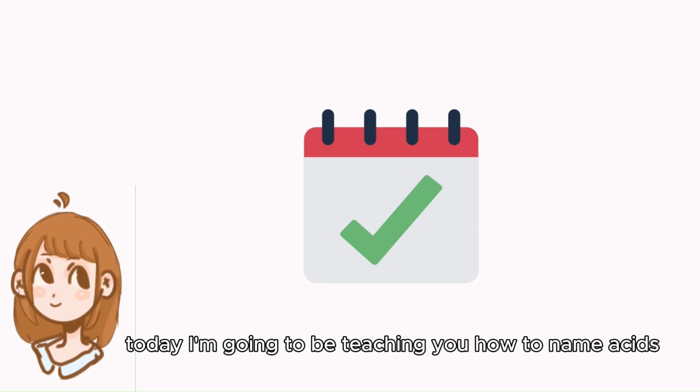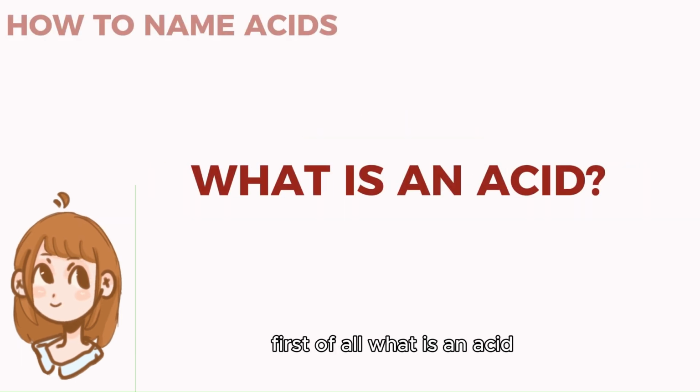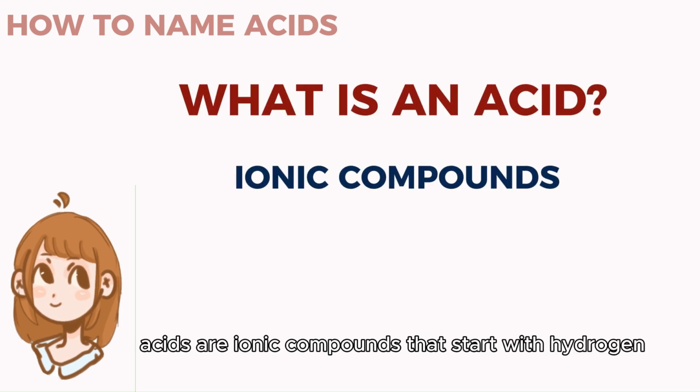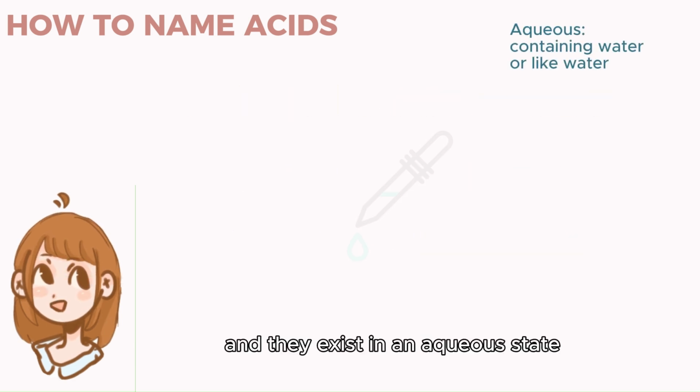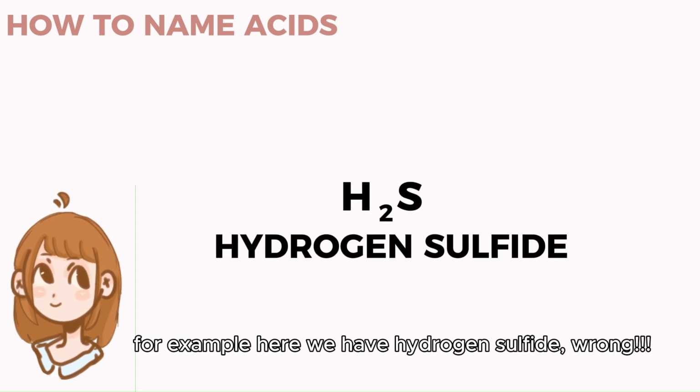Today I'm going to be teaching you how to name acids. First of all, what is an acid? Acids are ionic compounds that start with hydrogen, and they exist in an aqueous state. For example, here we have hydrogen sulfide.